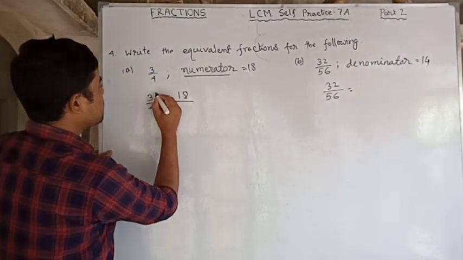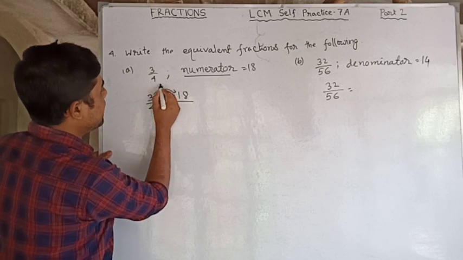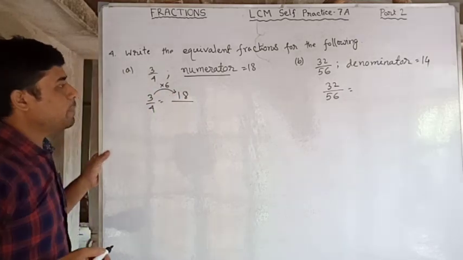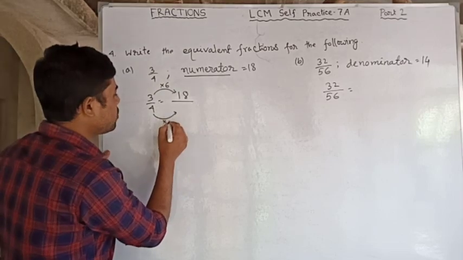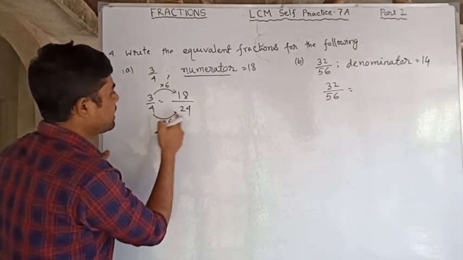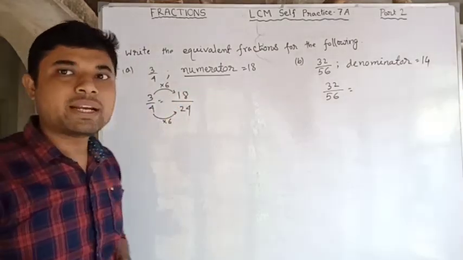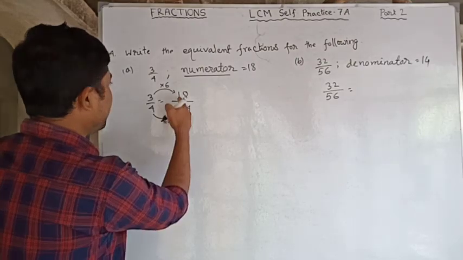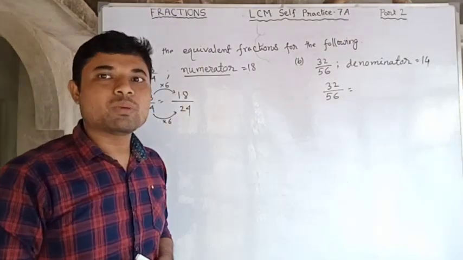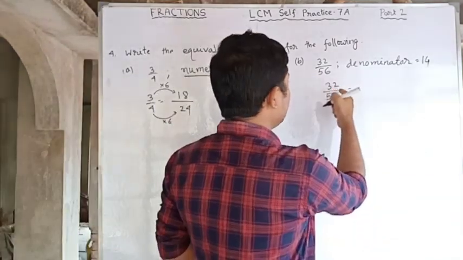So look here, by which number do you multiply here to get 18? Obviously by 6. So you have to multiply this number also by 6. So what will you get? 24. So 24 is the answer. In this way you can solve it. Is it clear, my dear students? So 3/4 and 18/24 are the equivalent fractions. Is it clear? Now see here, 32/56.